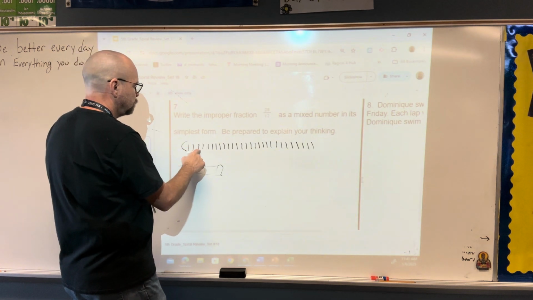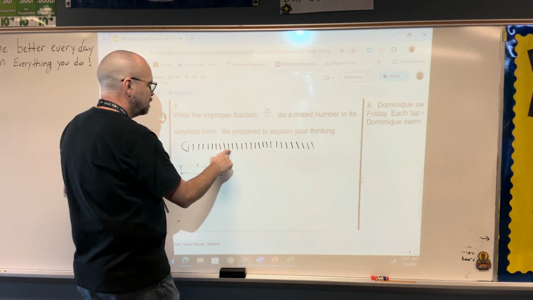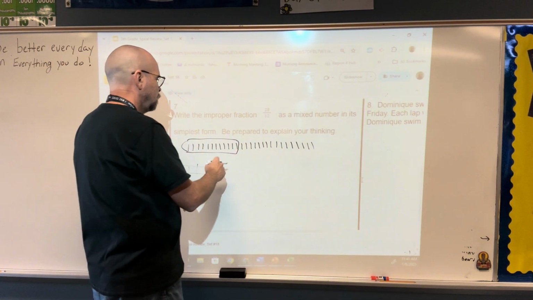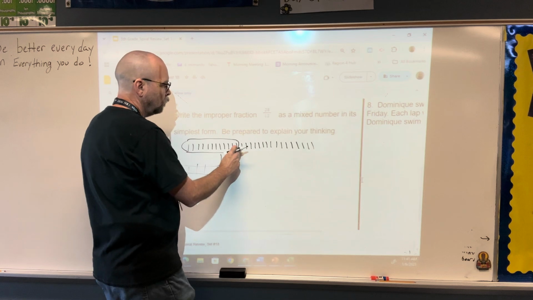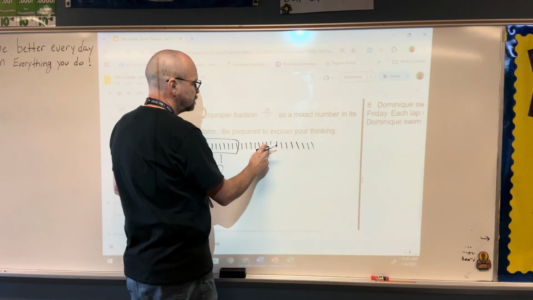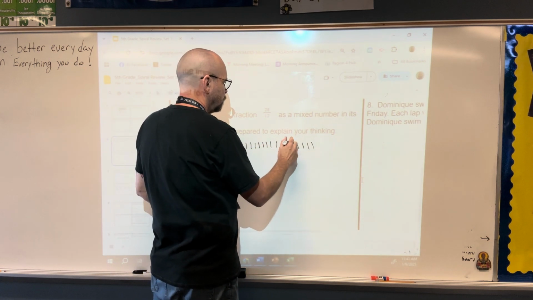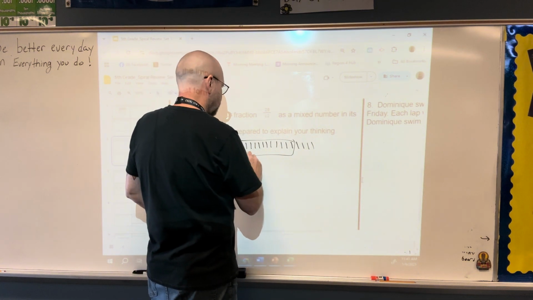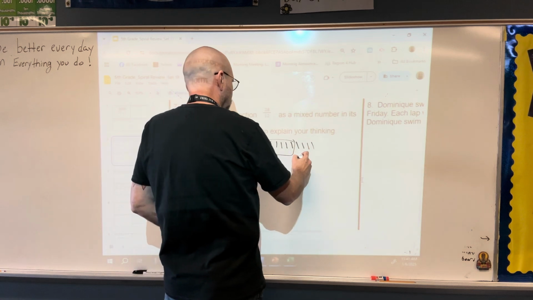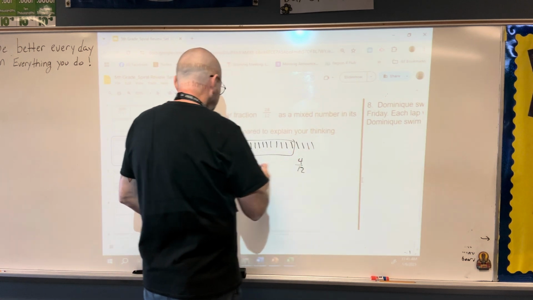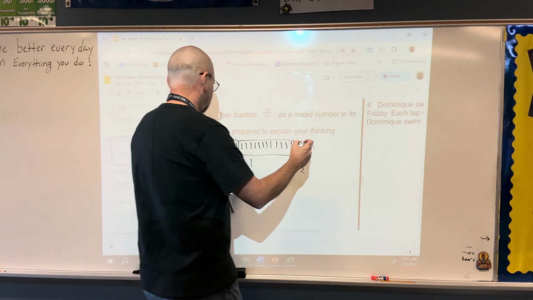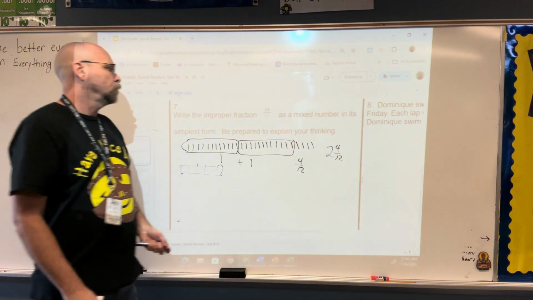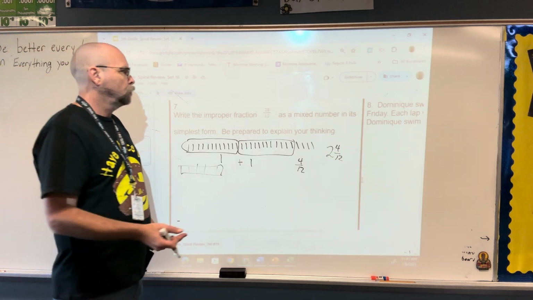Now I want to see how many groups of 12 there are in 28. So 1, 2, 3, 4, 5, 6, 7, 8, 9, 10, 11, 12. There's one group of 12, so this equals one whole. 1, 2, 3, 4, 5, 6, 7, 8, 9, 10, 11, 12. This is another group of 12. And we have 4 twelfths left over. So if I put this together, I'm going to have 2 and 4 twelfths.